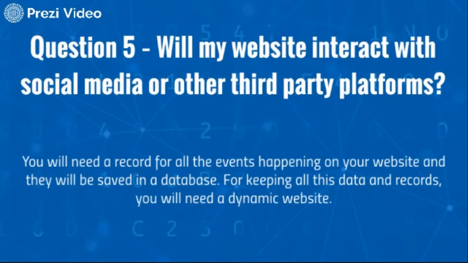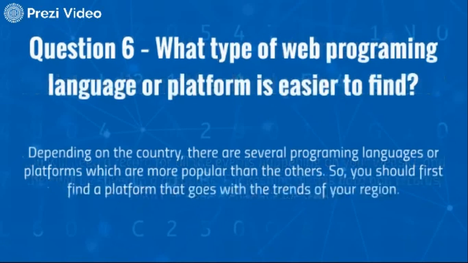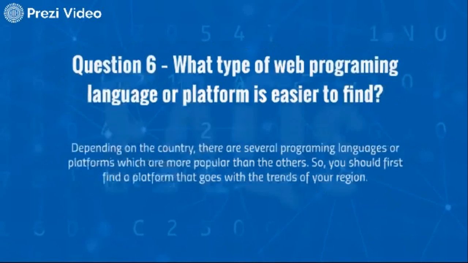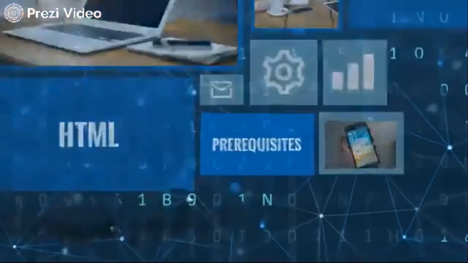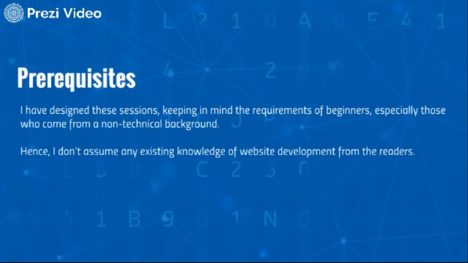You will need to record all the events happening on your website, and they will be saved in a database. For keeping all these data records, you will need a dynamic website. What type of web programming languages or platform is easier to find? It depends on the country and on the business requirement. You will be able to choose the programming language you want as per your requirement. So this was the introduction of what a website is, how it is made by HTML pages, and how it is made by a CMS system.